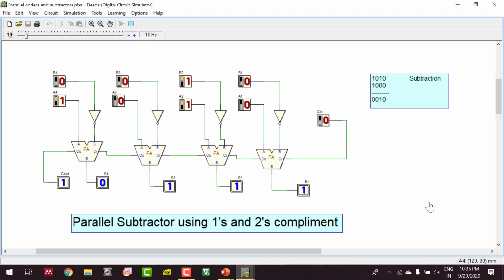This is how you can perform 1's complement arithmetic using a full adder circuit with inverters for the B inputs. Please remember, if it is 1's complement arithmetic, you are supposed to keep Cin as 0.